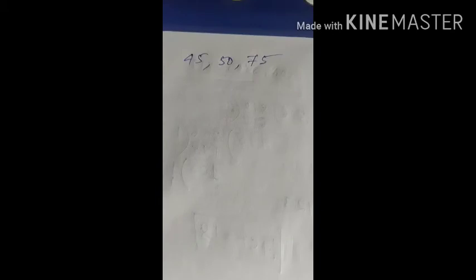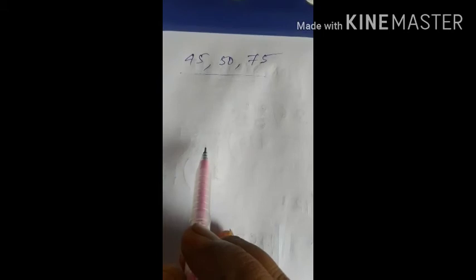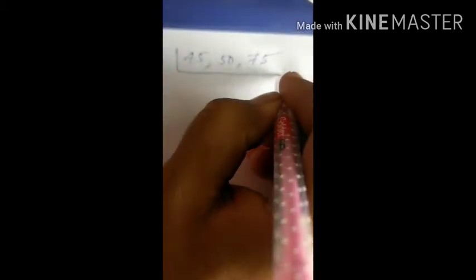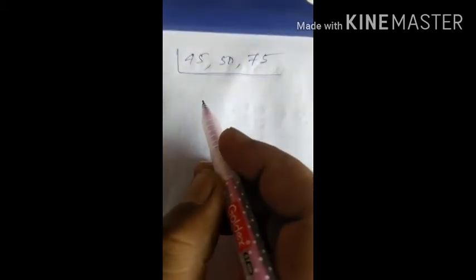Now look at question number 8. There are three sticks whose lengths are 45 cm, 50 cm and 75 cm, and we have to find the least length of tape which can be completely measured by each stick. So we have to find the LCM of these three numbers: 45, 50 and 75. Now we start to find the LCM.